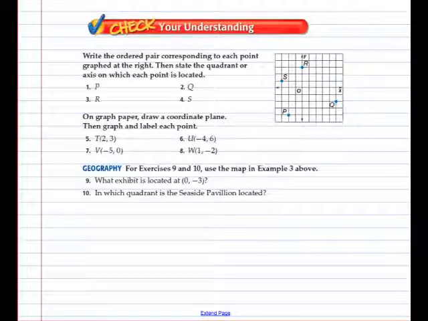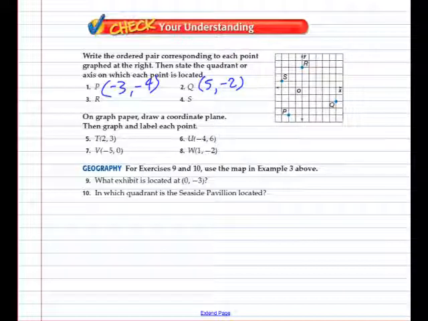Write the ordered pair that corresponds to each point graphed at the right. Then state the quadrant or axis on which each point is located. Point P, right here, 1, 2, 3 left, 1, 2, 3, 4 down, so -3, -4. Point Q, 1, 2, 3, 4, 5, and 2 down, 5 right, 2 down, so 5, -2.